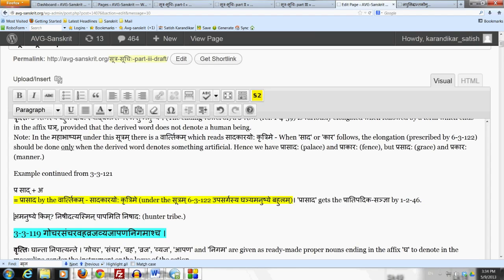The sutram says amanushye. Amanushye kim? Nishidatyasmin papam iti nishadaha. Nishadaha is the hunter tribe. One in whom sin lies is nishadaha. So it's denoting a human being, a hunter. So there is no dirghadesha in place of the ikara of ni. That is why the sutram says amanushye, because we do not want a form where we have a dirghadesha in place of the ikara here, because here the derived word denotes a human being.